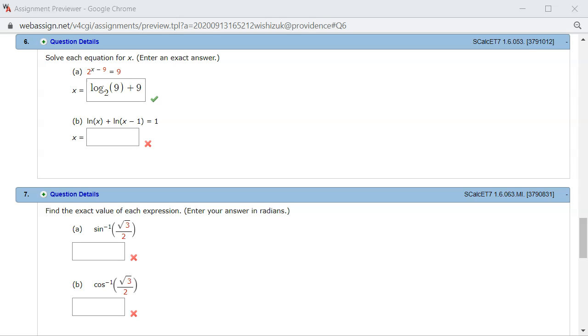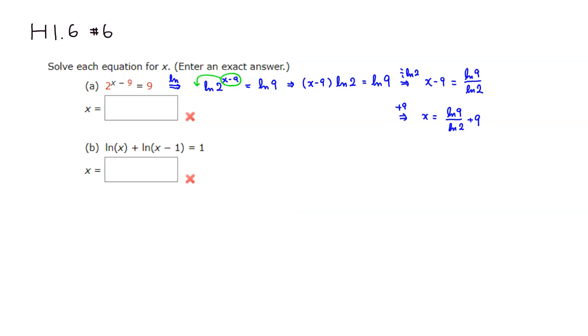All right, let's look at part B. The first thing I would do is combine those two. If you have addition outside the logs, we can combine it and do a multiplication. By log property, we can consolidate it as a single log, and then multiply these together. So x times x is x squared, and x times negative 1 is negative x, and then this is equal to 1.